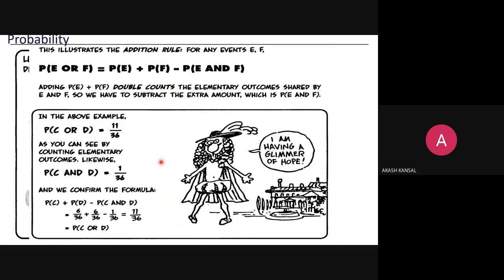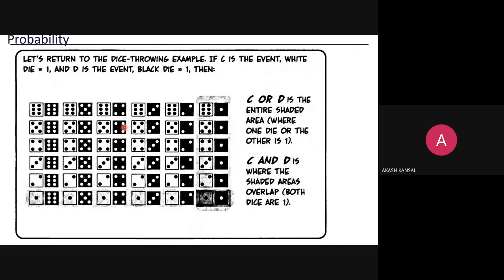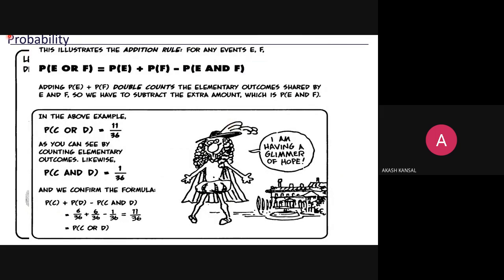So in this example, the probability of C or D is going to be 11 by 36. How 11 by 36? The probability of C is 6 by 36. Probability of D is 6 by 36 again. Now probability of C or D will be equal to probability of C plus probability of D minus probability of C and D, which is 6 by 36 plus 6 by 36 minus 1 by 36. It means 11 by 36. Probability of C or D is 11 by 36.